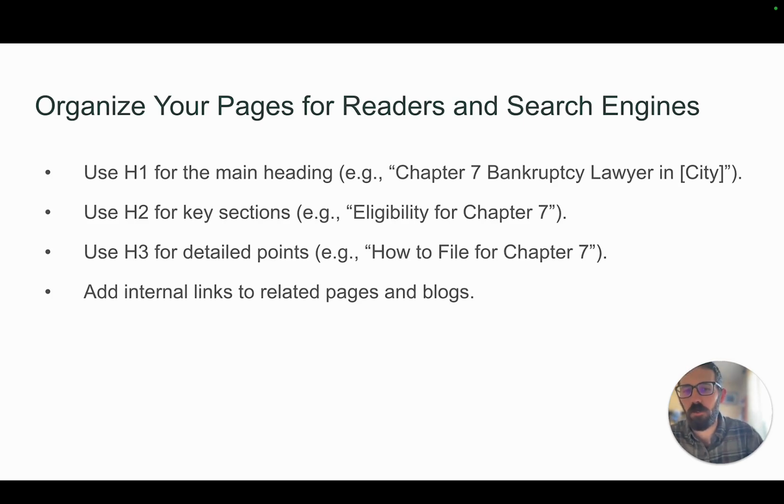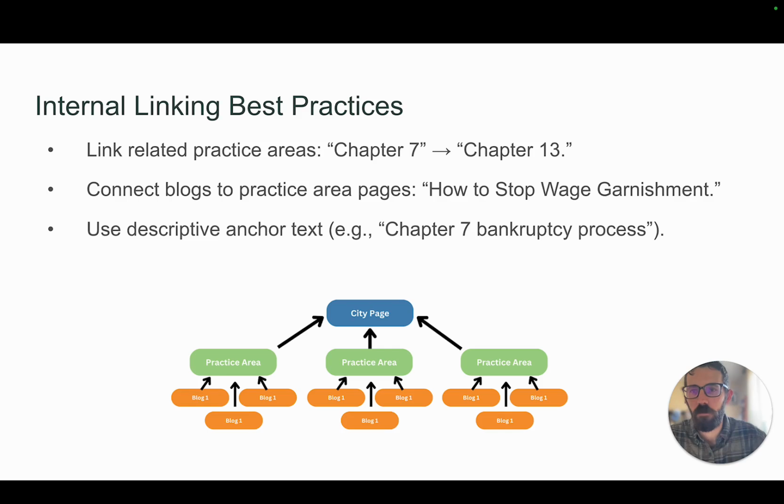As an example, if you have a section on how to file Chapter 7 on your location page, you may give some overview of how to do that. But if you had a blog post that went deeper into the process of how to file for Chapter 7 bankruptcy, that's a good spot to use an internal link to link out to that page. Same for the eligibility for Chapter 7 and so forth.